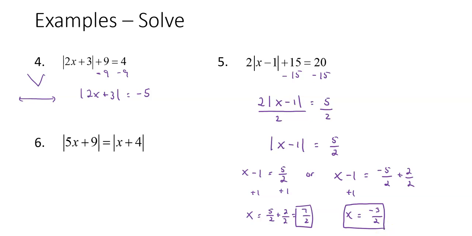Number 6 is the one that's a little bit long, right? It says absolute value of 5x plus 9 equals the absolute value of x plus 4. So it could very well be that they're both positive, that 5x plus 9 is positive and x plus 4 is positive. Or it could be that one of them is positive and one of them is negative. And so really there's only 2 different things that I have to look at. I don't have to look at like 4 different cases, but I have to look at the 5x plus 9 being positive and the 5x plus 9 being negative. So let's pull that over on different boards so we have enough space to work.